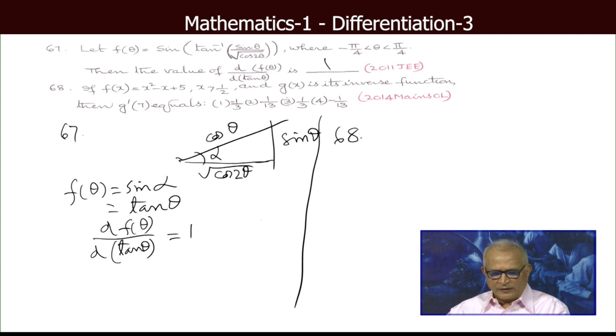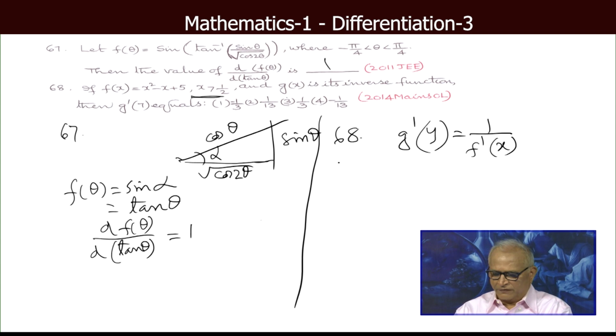If f x equal to x square minus x plus 5, x greater than half, this is important, and g x is this inverse function, then what is g dash 7? G dash y equal to 1 by f dash x, where y equal to 7, that is equal to f x, x square minus x plus 5.